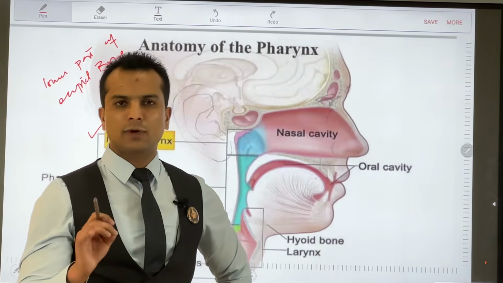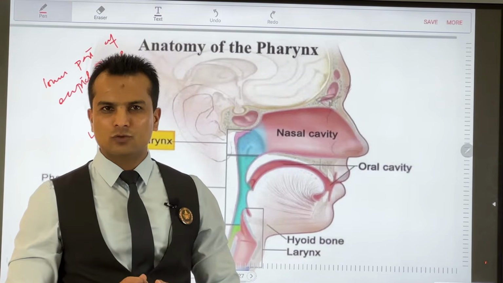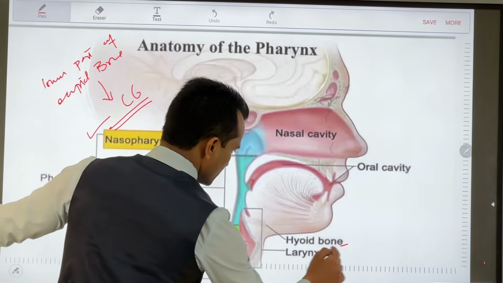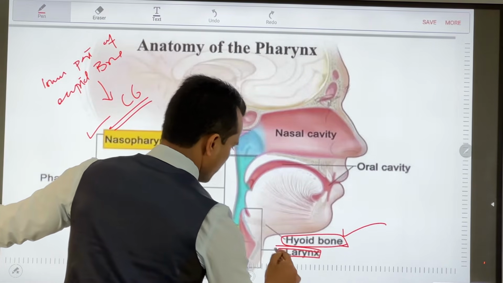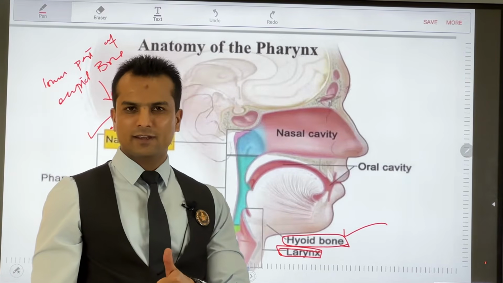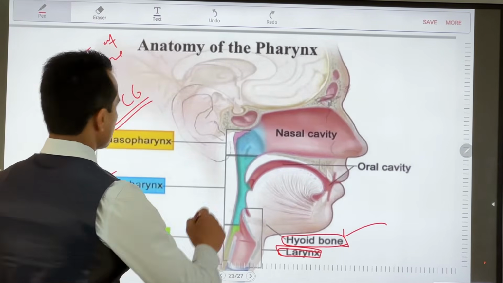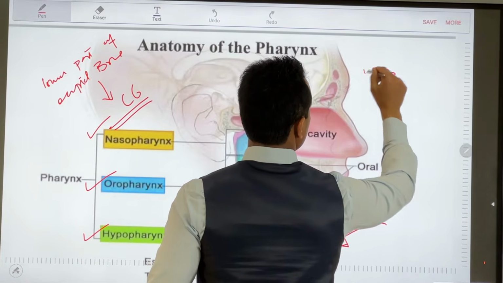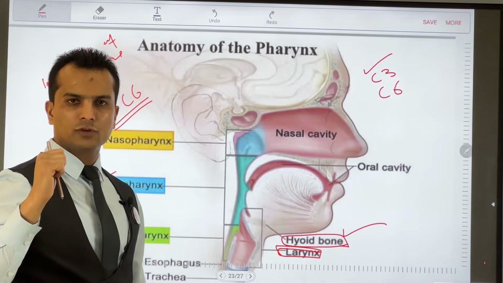And now the trachea, this is part of your respiratory tract, please remember. And then you have the voice box with the pharynx, the larynx. Here you can see this is your hyoid bone, and then this is the voice box, the larynx. The larynx landmarks are C3 to C6. So the larynx is going to start from C3 and extend up to C6.